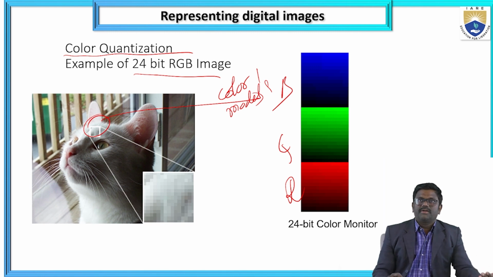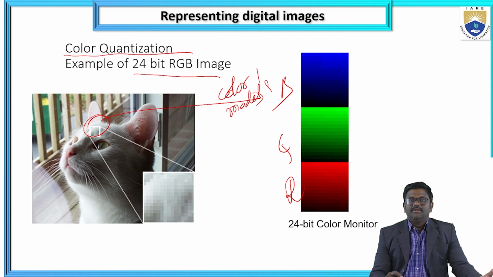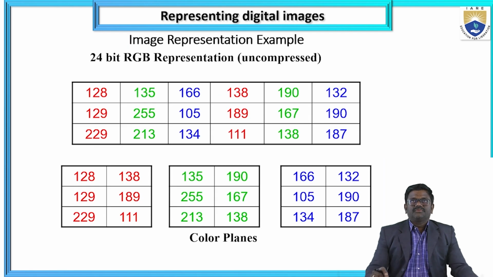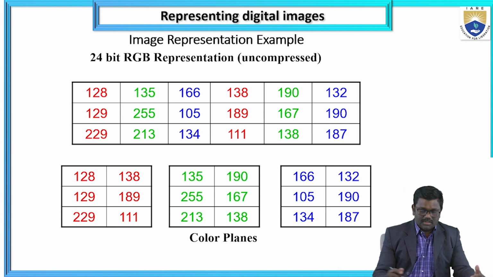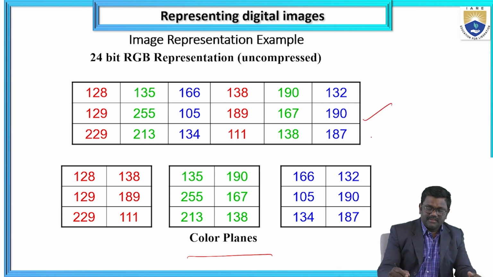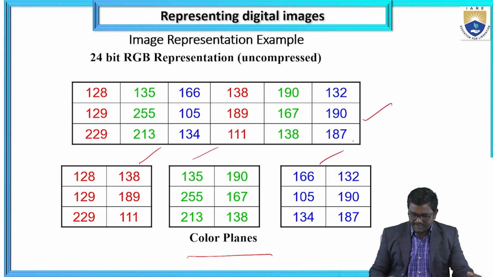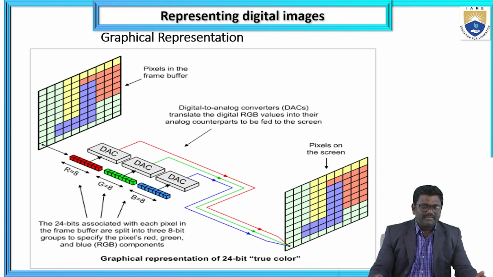RGB is one of the models we use for color images. If you want to represent an image in color, you have to concentrate on the RGB color model at minimum. That is basic. So the image representation in color is a 24-bit RGB representation, in an uncompressed form, which application managers also use. These are the color planes: one plane is this, second, third, fourth. So how the planes are represented graphically is here.